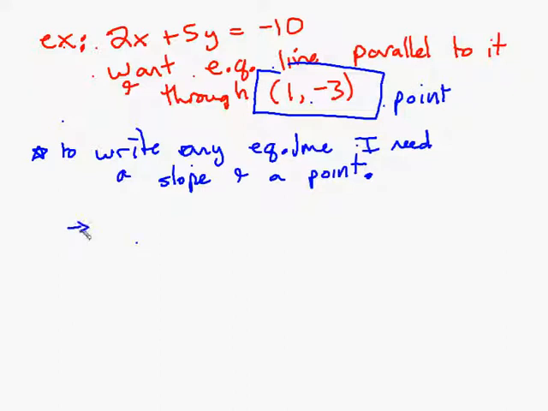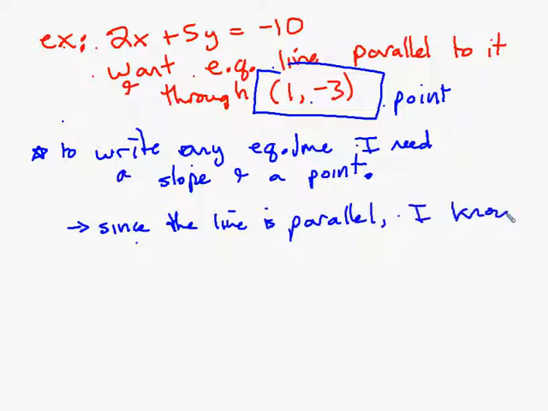Since the line is going to be parallel, what do I know about their slopes? They're going to be the same. Yep. I know the slopes are congruent, or they're the same. They're equal, congruent. I'm thinking geometry from the last class. They're equal. So I'm going to need to know the slope of that first line.